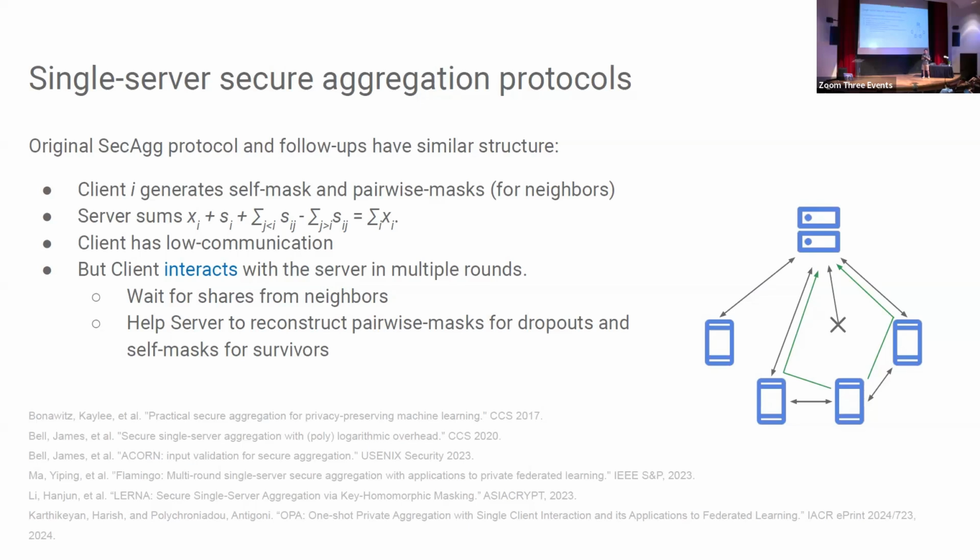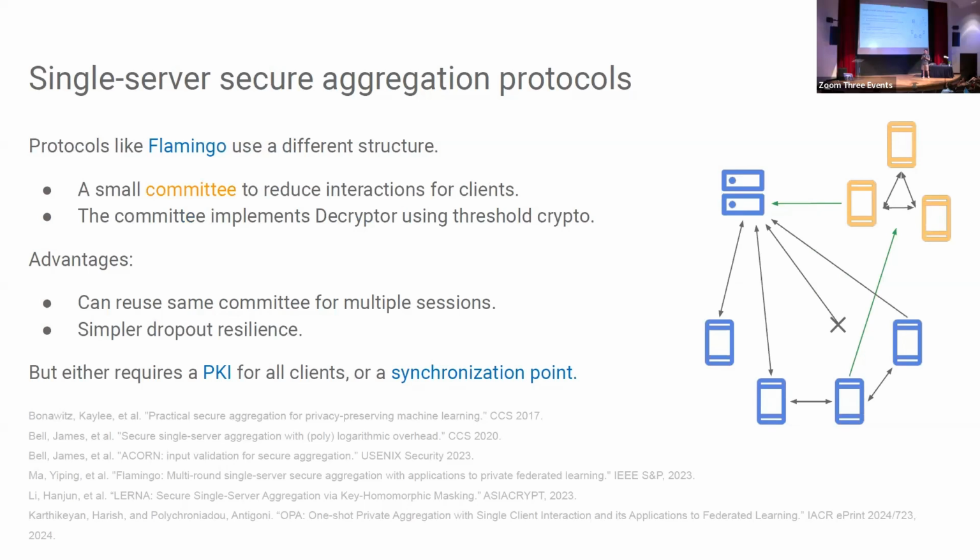As previous work has shown, we can reduce the client communication by using a small neighborhood for each client, but the client still needs to interact with the server in order to help the server remove the contribution of dropped-out clients and reconstruct the mask. Because communication is expensive, and we don't want clients to waste their energy waiting over multiple rounds to finish the protocol, there are also protocols like Flamingo or Lerna. They use a committee to help the server and reduce client interaction. In those protocols, the committee can typically be reused across multiple sessions.